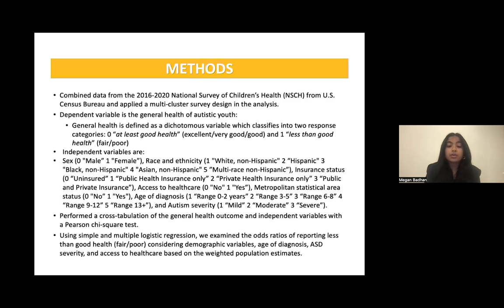In our second model, we performed a cross-tabulation of general health outcomes and our independent variables with a Pearson chi-square test. In our third model, we used simple and multiple logistic regression to examine the odds ratios of reporting less than good health, being fair or poor, considering demographic variables, age of diagnosis, ASD severity, and access to healthcare based on the weighted population estimates.